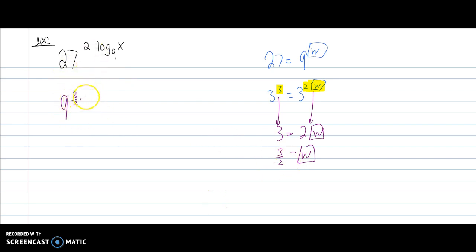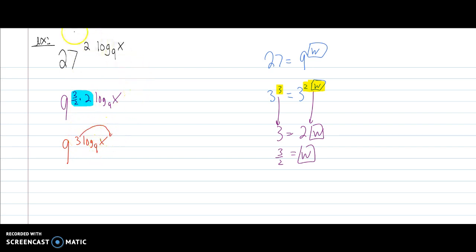There was already up here this 2 log base 9 of x. I could have put the 2 on that exponent right away. I chose not to do that. Now I can see that these would have to multiply. 3/2 times 2 is 3, so it's 9 to the 3 log base 9 of x.